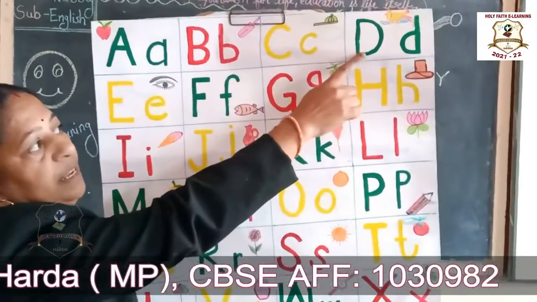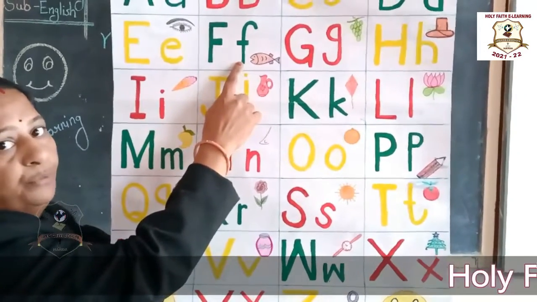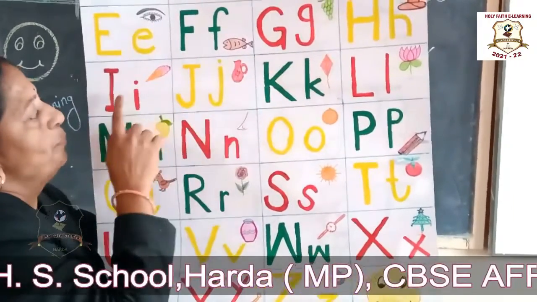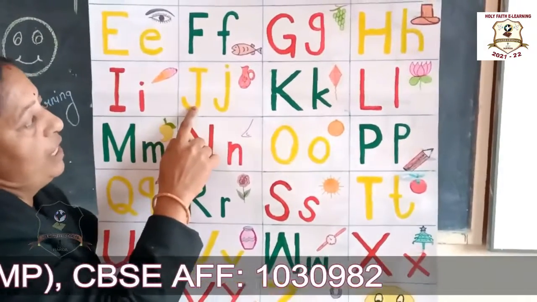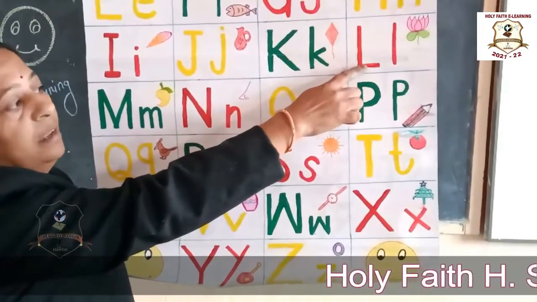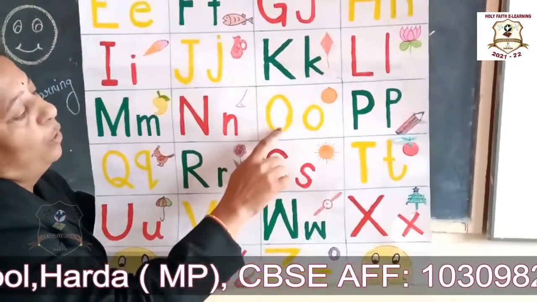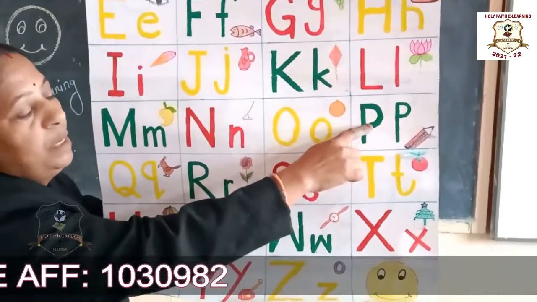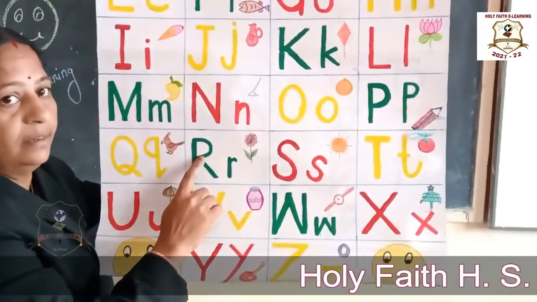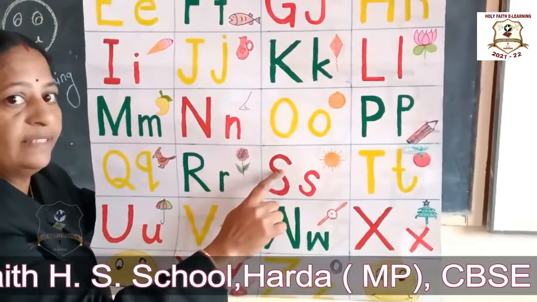C, D, E, A, F, G, H, I, J, K, L, M, N, O, P, Q, R, S. Which letter is this? S. And sound of S is S.